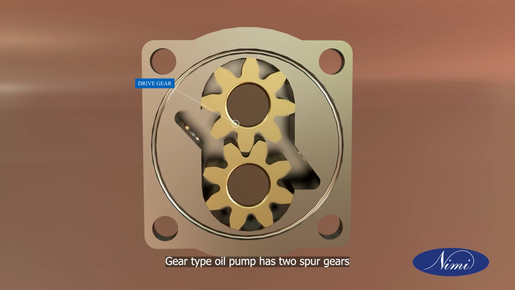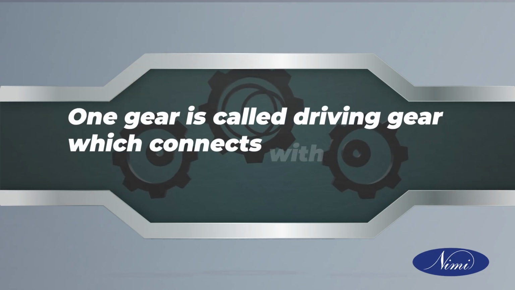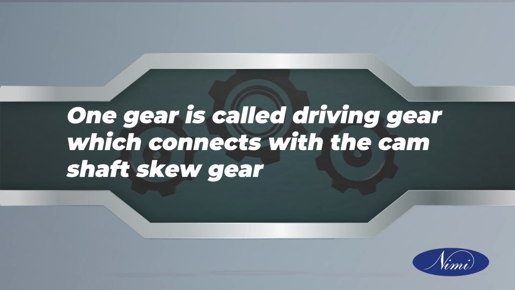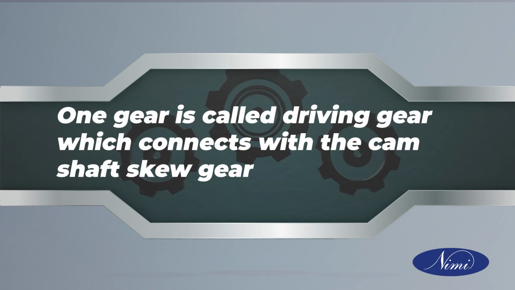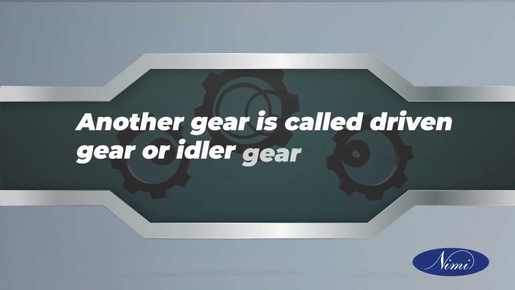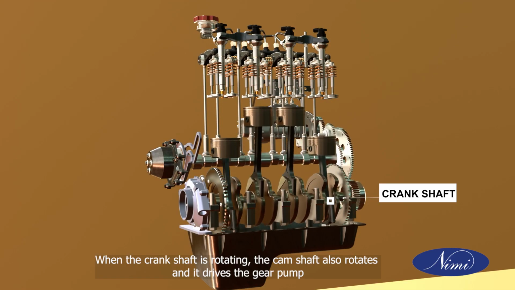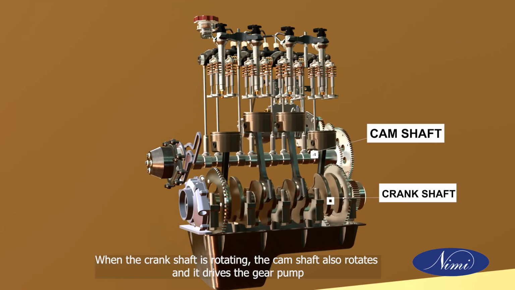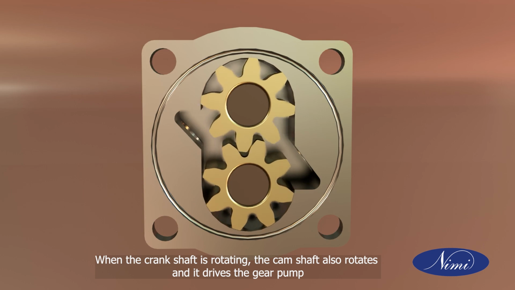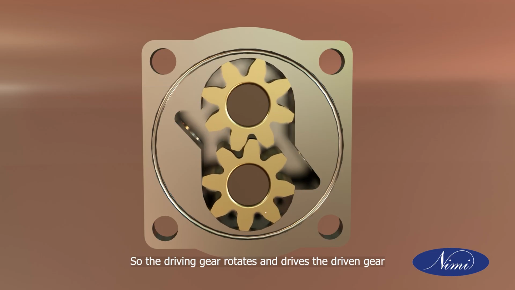Gear type oil pump has two spur gears. One gear is called the driving gear, which connects with the camshaft's gear. Another gear is called the driven gear or idler gear. When the crankshaft is rotating, the camshaft also rotates and it drives the gear pump. So, the driving gear rotates and drives the driven gear.